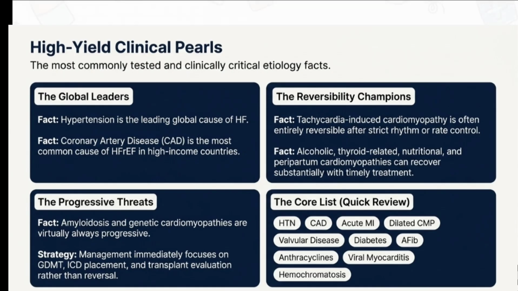Before we hang up our detective hats, let's lock in some high-yield pearls that brilliantly consolidate everything we've talked about. Remember your global leaders: hypertension globally and CAD in high-income countries. Keep your eyes on the reversibility champions. Tachycardia-induced and alcoholic cardiomyopathies can recover substantially with rapid intervention. And of course, never forget the progressive threats. Amyloidosis and genetic conditions require an immediate shift away from curing directly into device and transplant evaluation.